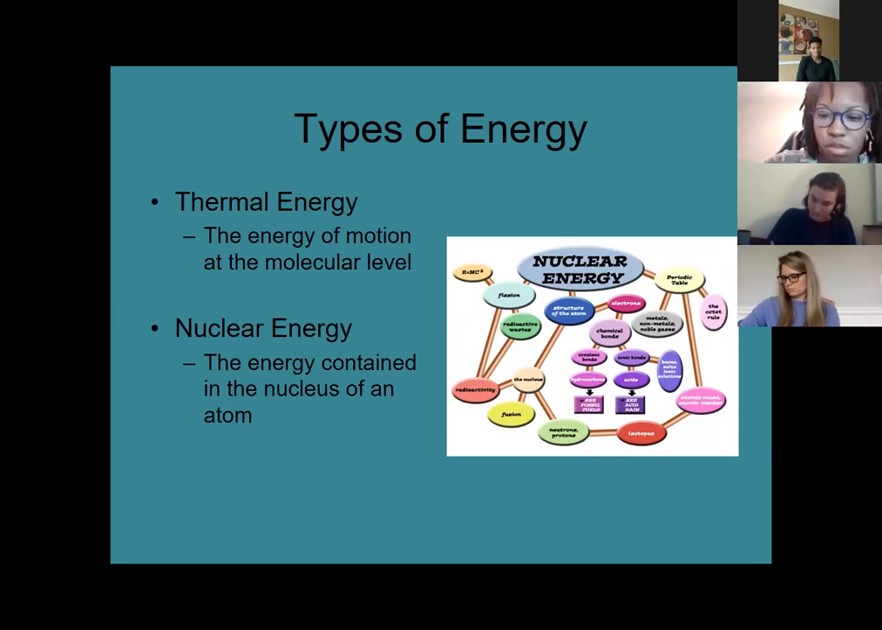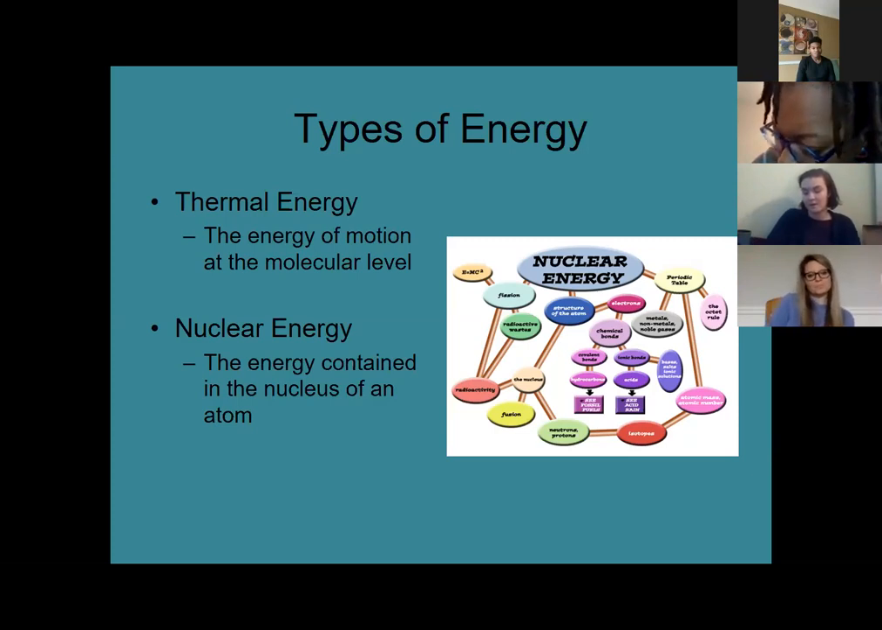So then we have nuclear energy. And nuclear energy, by definition, is the energy contained in the nucleus of an atom. And the nucleus of an atom is a very minute structure, but there is a lot of energy contained within that nucleus if you can free it from the nucleus itself.